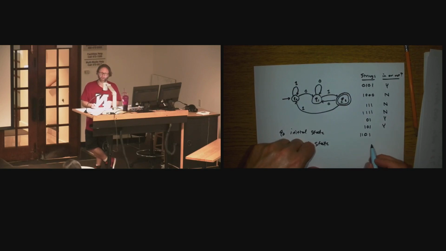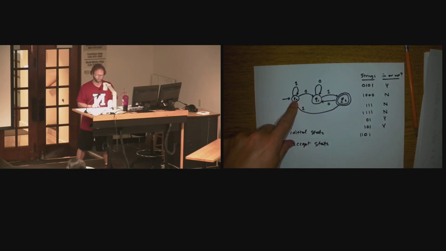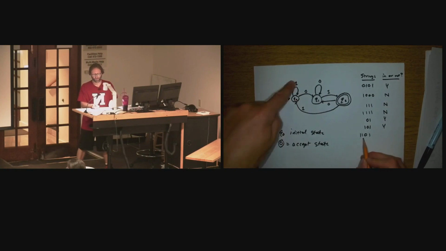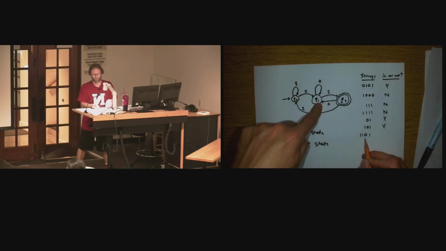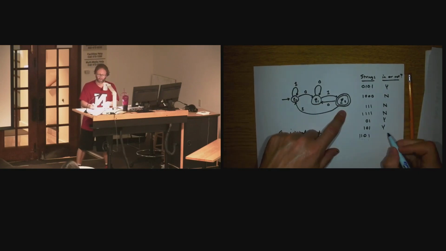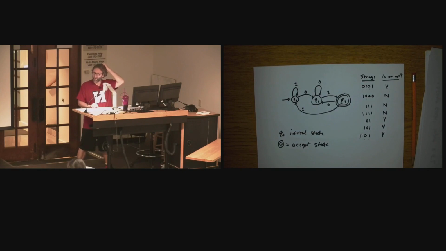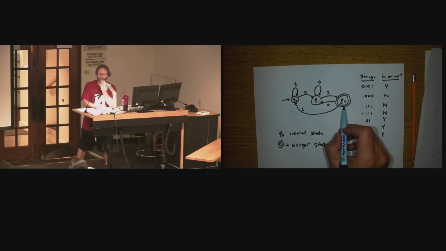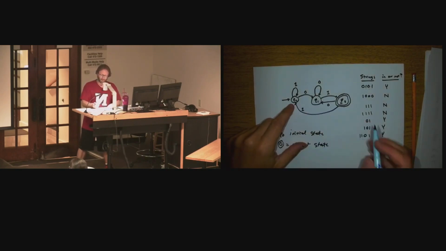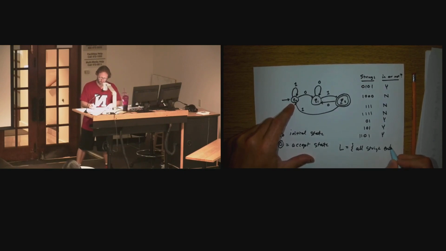1, 1, 0, 1. Is that in the language or not? You tell me, where do I go? So I see a 1. Where do I go? Stay there. Stay there. Now where? Q1. Now where? Q2. I ended up in an accept state, so yes. Do you start to see a pattern emerge? The only way that you could get to this only accept state is by what? By ending with a 0, 1, right? So this language is all strings ending in 0, 1, right? Doesn't seem useful, or does it?